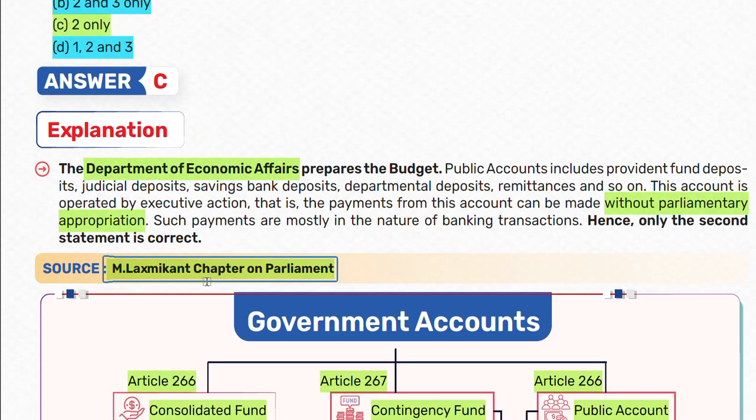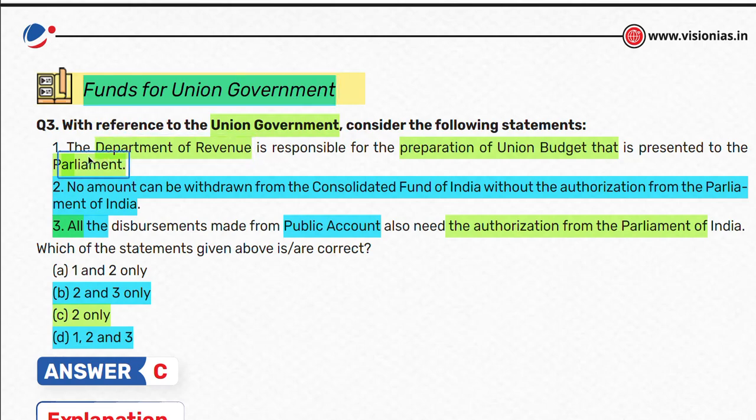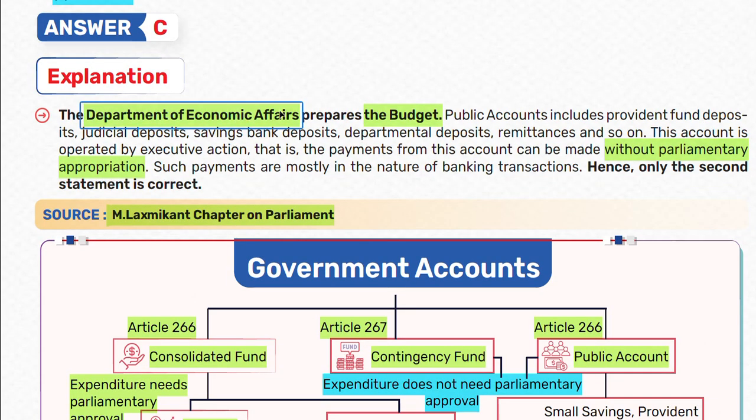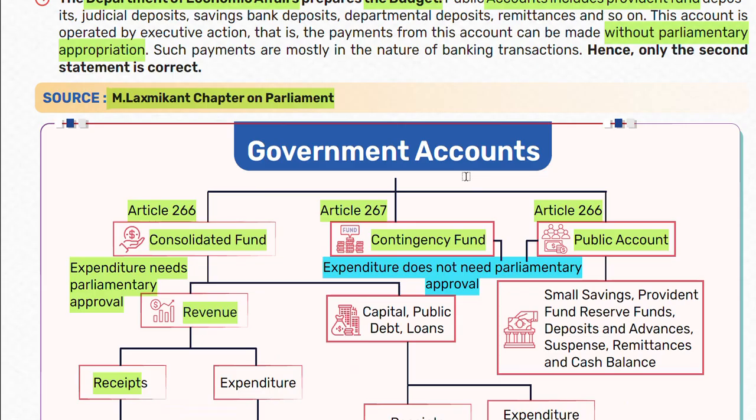Let us see the explanation. So it is the Department of Economic Affairs which prepared the budget. I told you that they will change the name of the department. So not the Department of Revenue, but the Department of Economic Affairs prepared the budget. Public accounts include provident fund deposits, judicial deposits, savings bank deposits, departmental deposits, remittances, and so on. This account is operated by executive action. That is, the payments from this account can be made without parliamentary appropriation. Such payments are mostly in the nature of banking transactions. Only the second statement is correct.